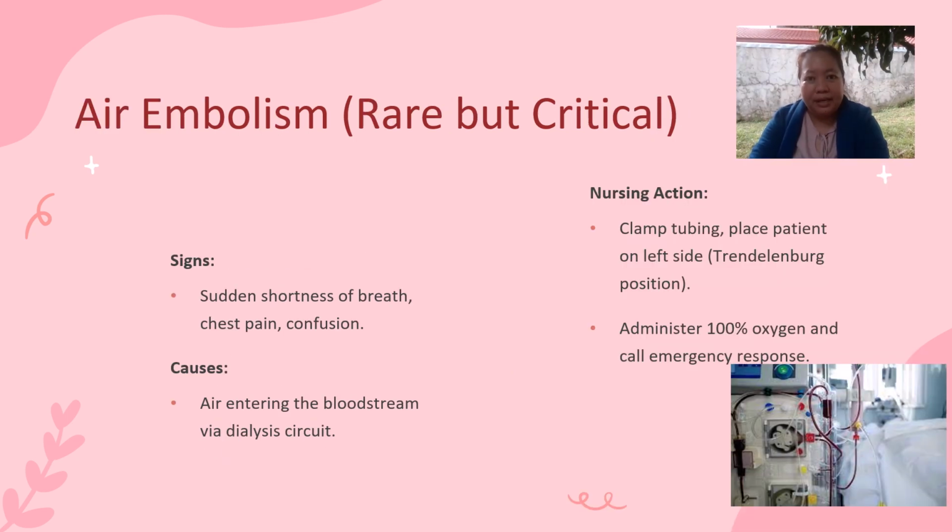It is rare and critical, and that is air embolism. The signs are sudden shortness of breath, chest pain, and confusion. The cause is air entering the bloodstream via the dialysis circuit. As soon as you see the signs, clamp the tubing, place the patient on the left side in Trendelenburg position, do cupping, administer 100% oxygen as prescribed, and call emergency response if it still continues.